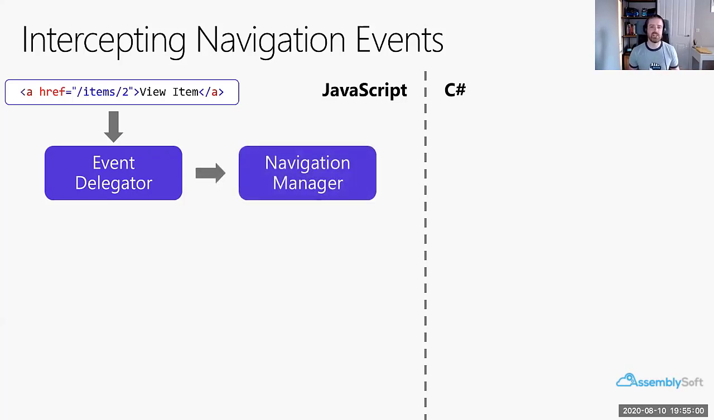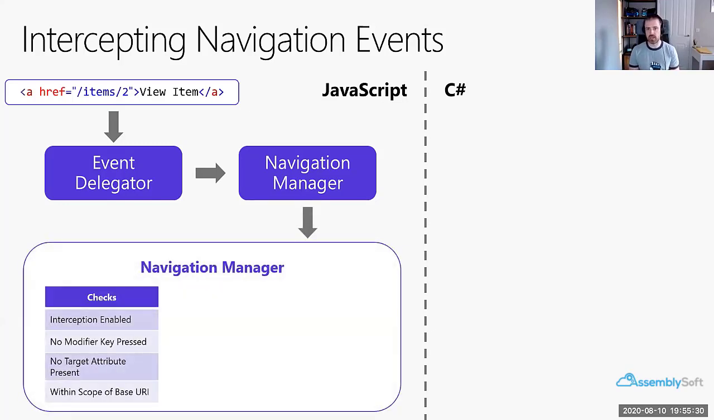So there's a navigation manager that lives in JavaScript. This is a JavaScript version. Okay, you might have heard of a navigation manager before, but that's a C# version, and we're going to get to that in a little bit. Now, the navigation manager actually registers a callback with the event delegator. So whenever the event delegator intercepts a navigation event, it triggers this callback, okay? And that calls back into the navigation manager. And the navigation manager is then going to do some things with this event.